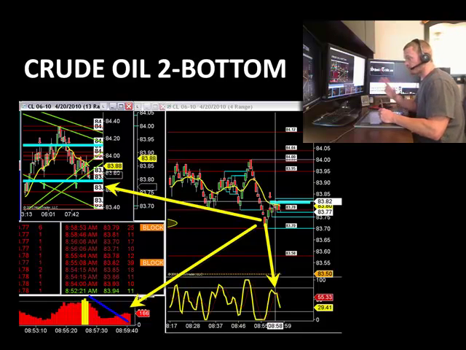Be careful though, guys. Double tops and double bottoms oftentimes are going to sneak up on you, and they're going to make it look like this thing's going to break. But remember, watch the big money. The big money will tell you whether or not to trust that move or not.